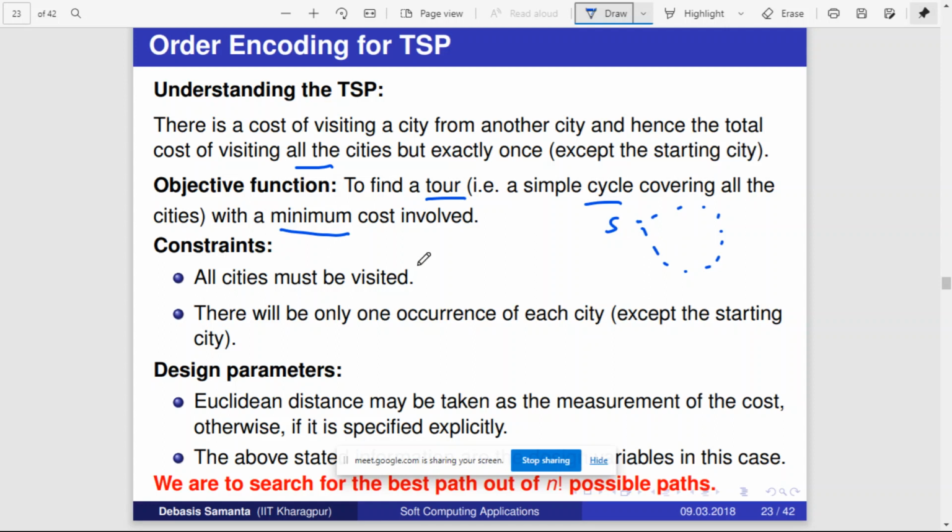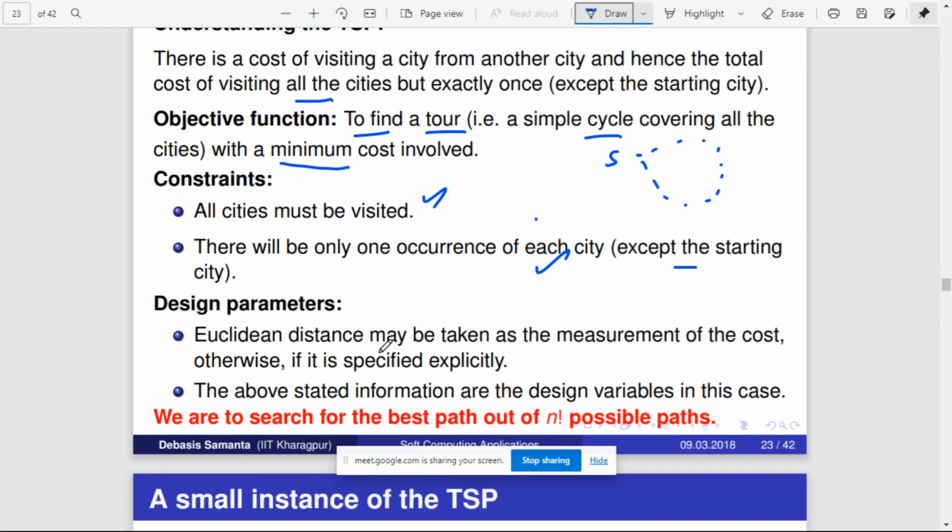These are the constraints. All cities must be visited. So this is the objective function. It is represented just as an English statement: to find a tour to visit all the cities with a minimum cost. The constraint is all cities must be visited. There will be only one occurrence of each city except the starting city, right? And these are the design constraints. Euclidean distance may be taken as the measurement of cost, otherwise the distance will be specified explicitly.